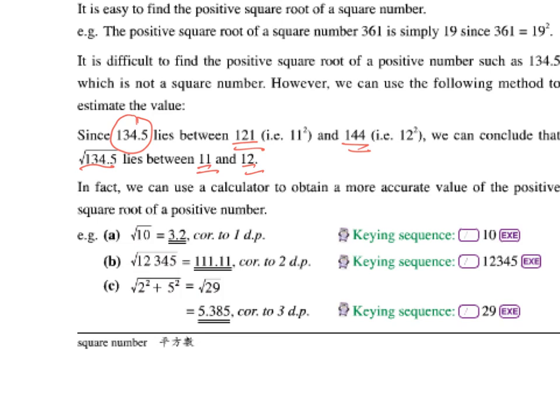But some students may memorize the square numbers from 1 to 400. That means 1 square, 2 square, until 20 square. If you are interested, you can do it. So now you may try worksheet 9.1. Worksheet 9.1. Thanks.